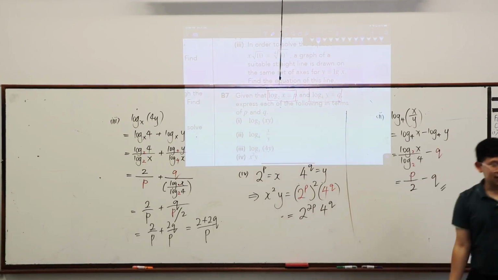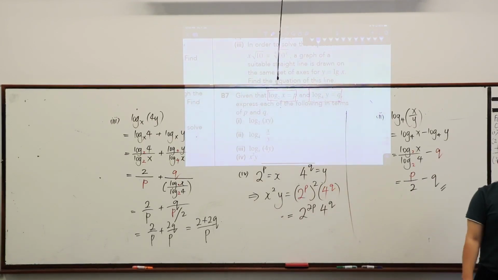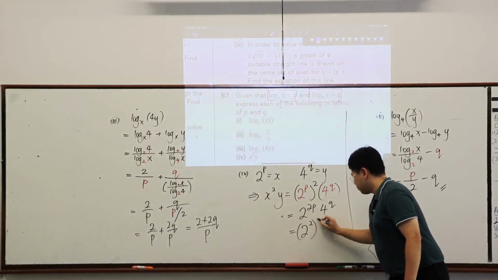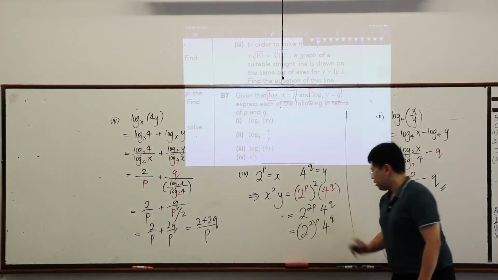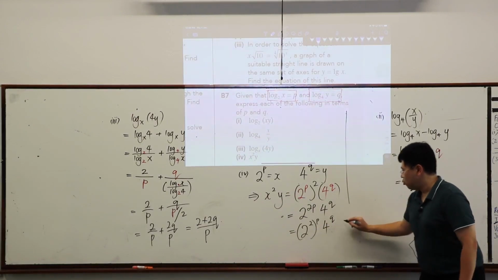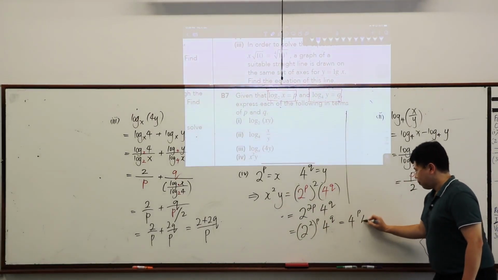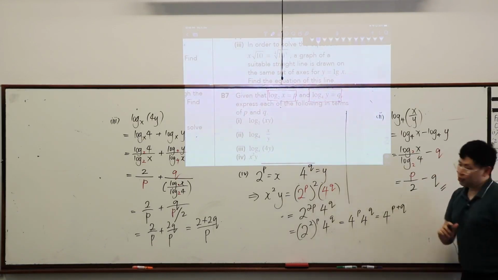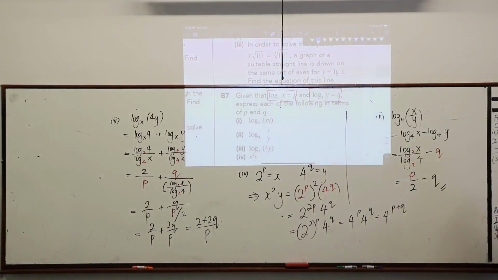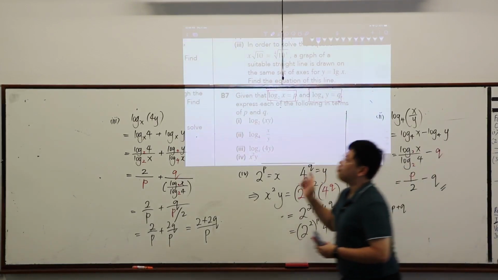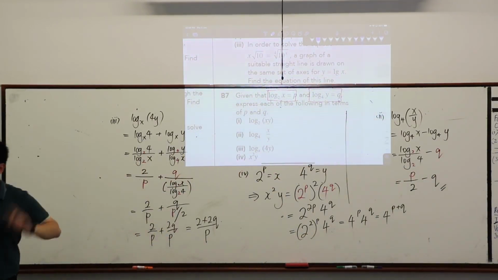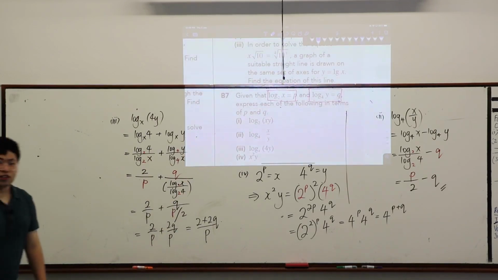You can leave it like this. If you want to be a little bit more hardworking, you can write something like this. So what is 2 square? 2 square is 4. So in the end of the day, you have 4 to the power of p plus q. Okay, like that. So this is how we deal with this kind of question. This is a very, very standard question.